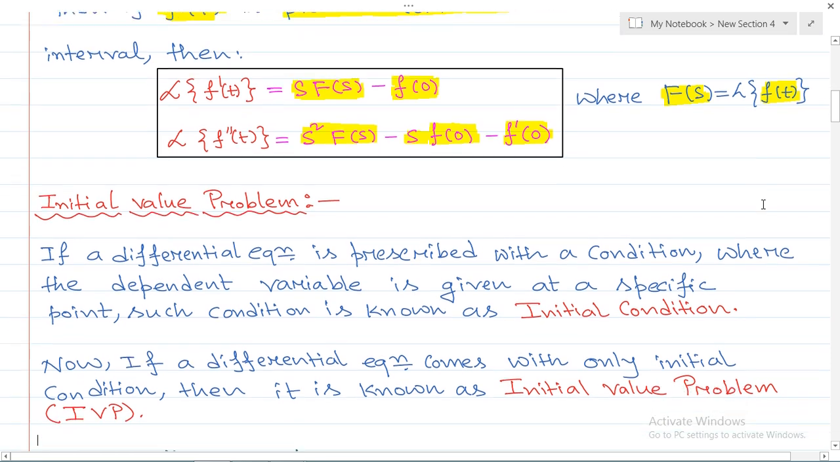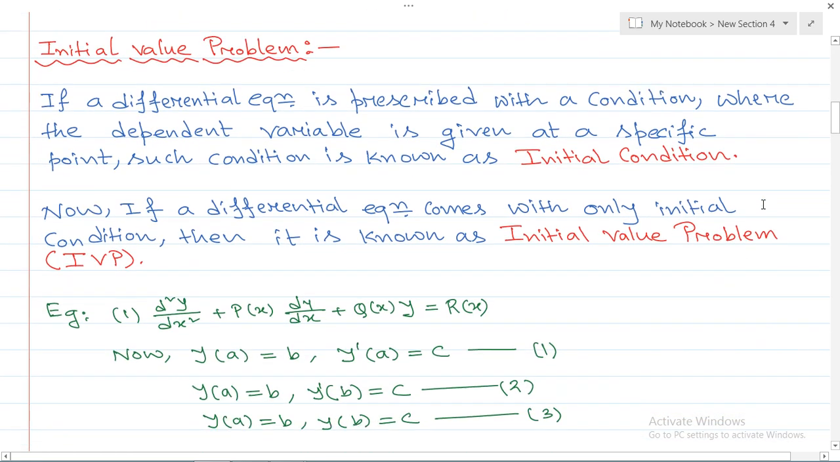But before that, a little description about what an initial value problem is, and its example. Suppose we have a differential equation which is prescribed with a condition, where the condition is given in such a way that the dependent variable is defined at a specific point. Such a condition is known as an initial condition. Suppose we have a differential equation, definitely there will be dependent and independent variables. The motive of this definition is that if we have the dependent variable at a specific point, with conditions given like this, then such a condition is known as the initial condition. Now if the differential equation comes only with this initial condition, and no other condition is given, then the differential equation is known as an initial value problem, or in short an IVP.